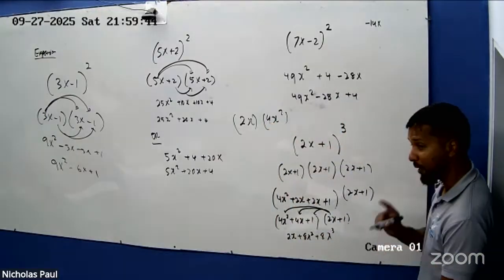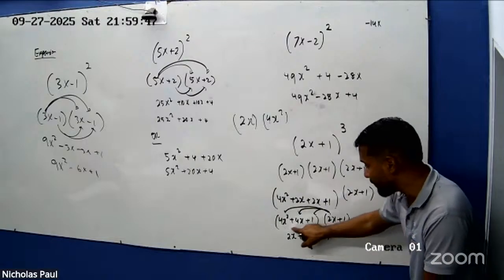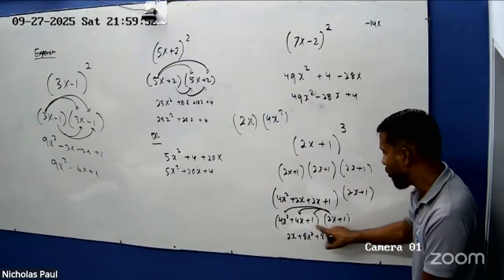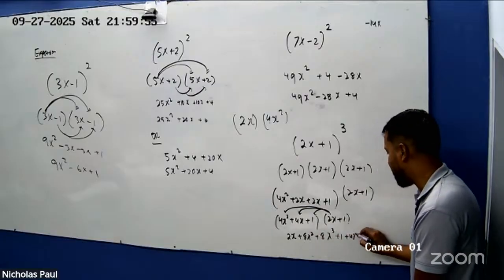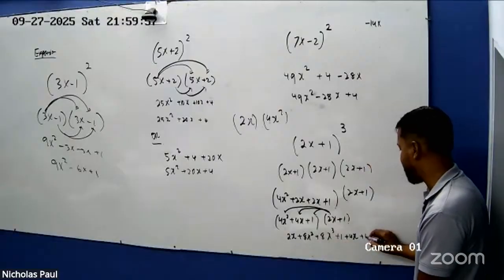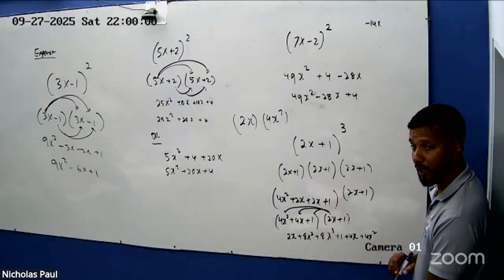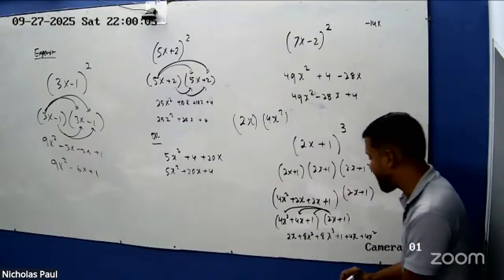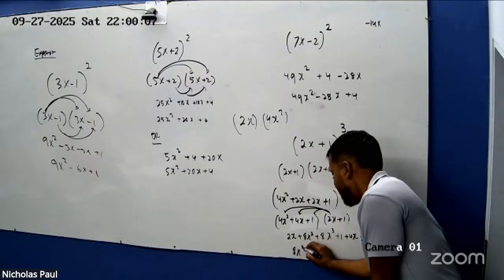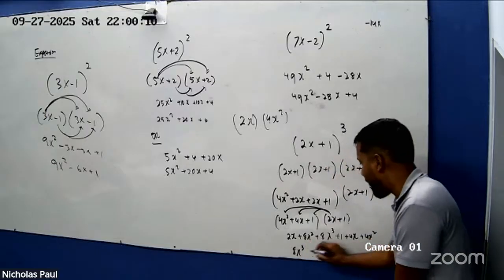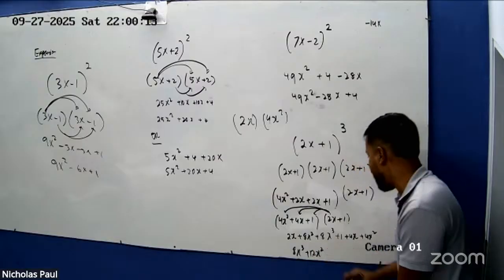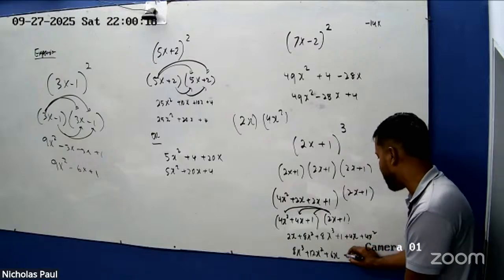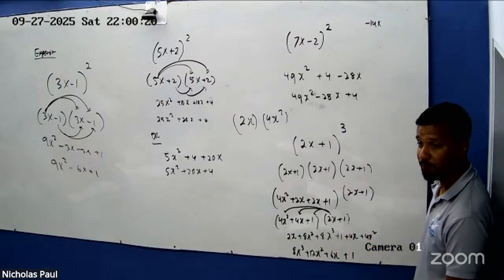But not done. I multiply 1 by everything here. 1 by 1 is 1. 1 by 4x is 4x. 1 by 4x squared is 4x squared. Are we done? No, we have to bring like terms together. So we'll get 8x cubed. 8x squared plus 4x squared is 12x squared. 4x plus 2x is 6x plus 1. That's the final answer. Okay?